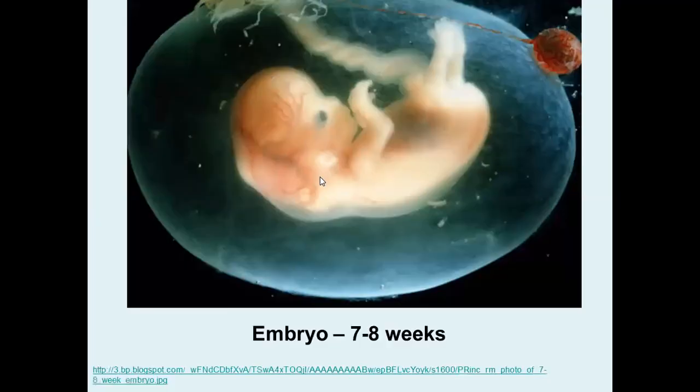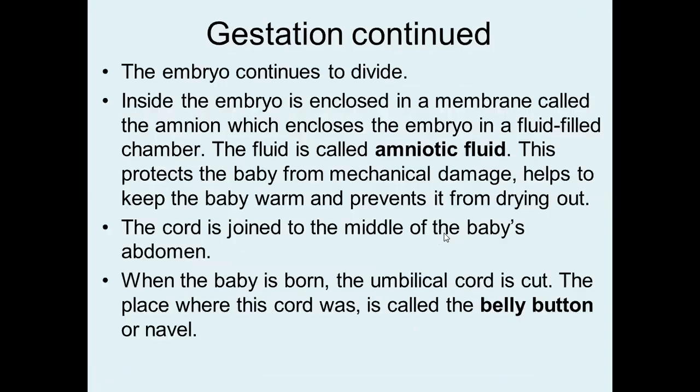So let's see if I've got a picture of them. Got a beautiful picture. So here's a little developing embryo between 7 and 8 weeks. And you can see that it is completely surrounded by a membrane. And that membrane is the amnion. And inside the amnion is a fluid called amniotic fluid. And the amniotic fluid is terribly, terribly important.